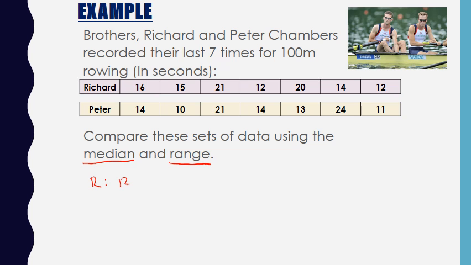So we've got two lots of the number 12. We've then got the number 14, 15, 16. I'm going to cross them off as I go just to make sure I don't miss any out. And then I've also got 20 and 21.